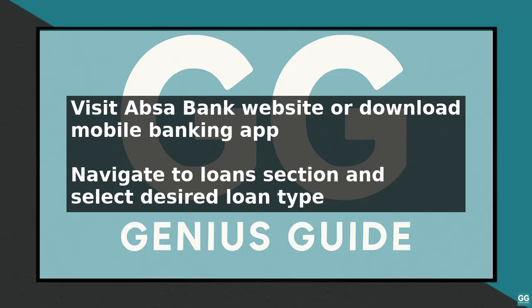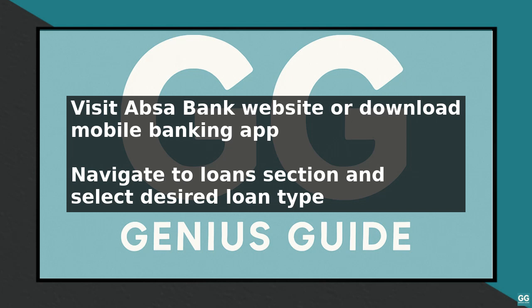To use the Absa Bank loan application, start by visiting the Absa Bank website or downloading the mobile banking app. Once you are on the website or in the app, navigate to the Loans section and select the type of loan you are interested in, such as a personal loan or home loan.